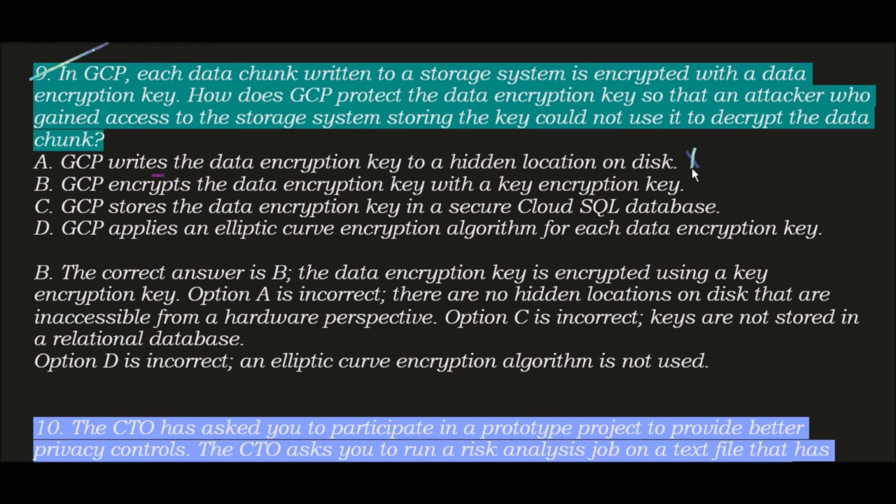Option B, GCP encrypts the data encryption key with a key encryption key. Option B is correct because the data encryption key is encrypted using a key encryption key. Okay, now just look at option C. GCP stores the data encryption key in a secure Cloud SQL database is not suitable in this question because keys are not stored in a relational database. Okay, so option C is discarded.